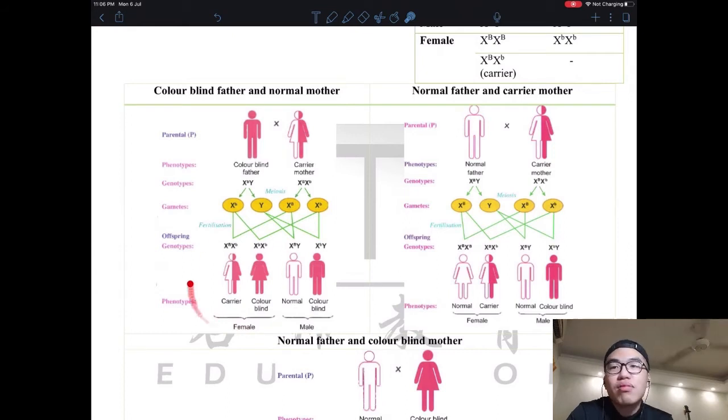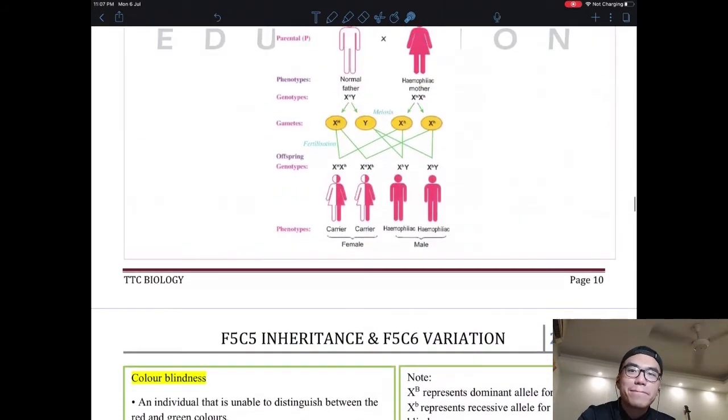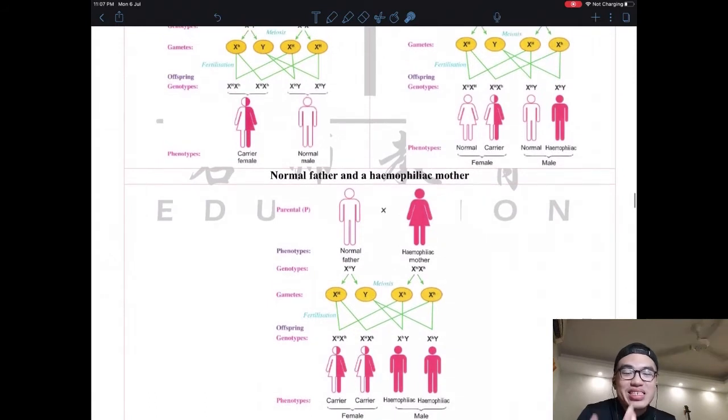So if they were to have a female, if they were to have a daughter, okay, 50% chance she'll be colorblind, 50% chance she will be a carrier. Okay, and then if they were to have a son, okay, 50% he'll be colorblind, 50% he'll be normal. Okay, so this is the same as the top one. Okay, same thing, because it's a sex-linked disease.